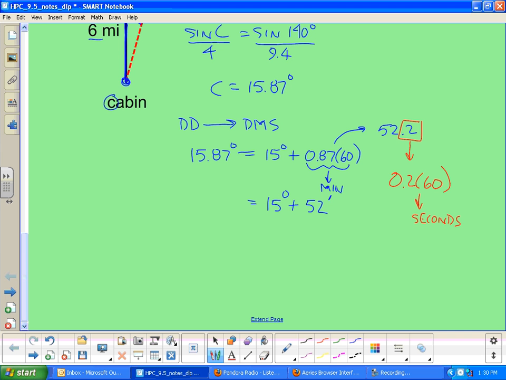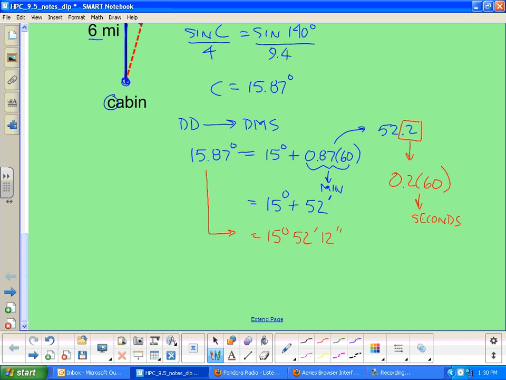So 20% of 60 is 12. So what is my final answer in degrees, minutes, seconds? 15 degrees, 52 minutes, 12 seconds. It's the same thing as 15.87. Cool? Degree, minute, second conversion from decimal degrees.